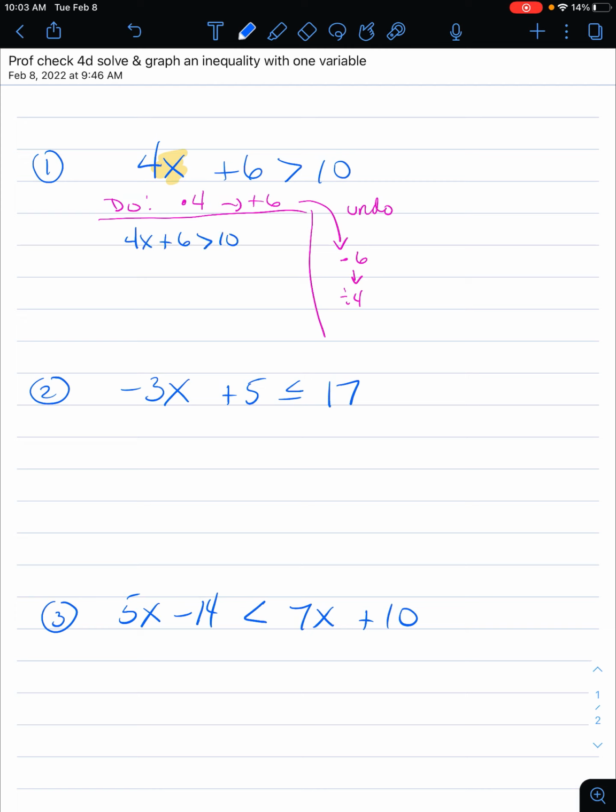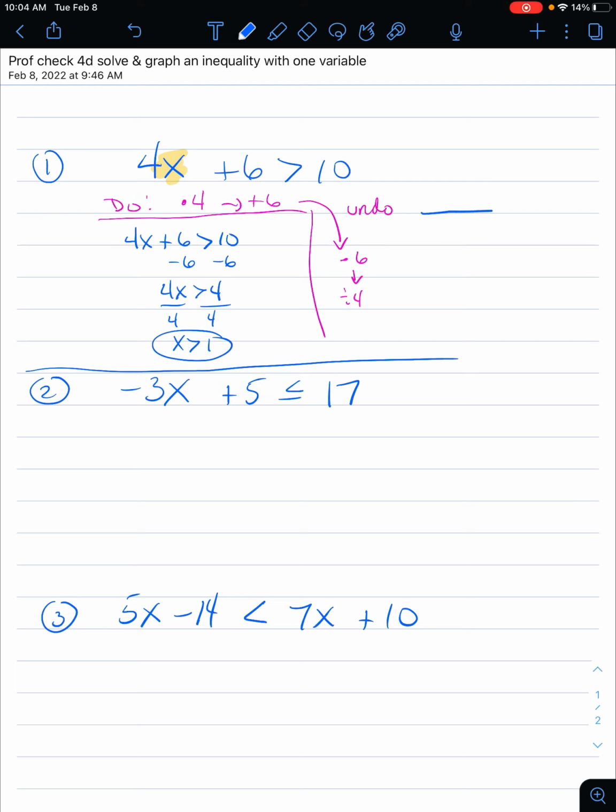So we're going to do exactly what we said. We're going to subtract 6 from both sides. And the next thing is dividing both sides by 4. So we get x is greater than 1. What this means is that all the solutions for x, everything, must be bigger than 1.